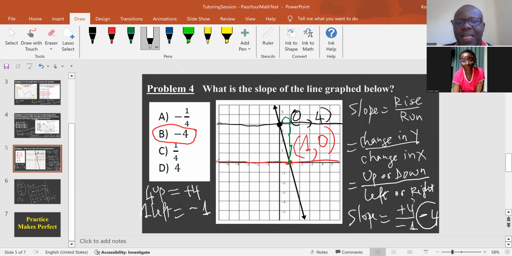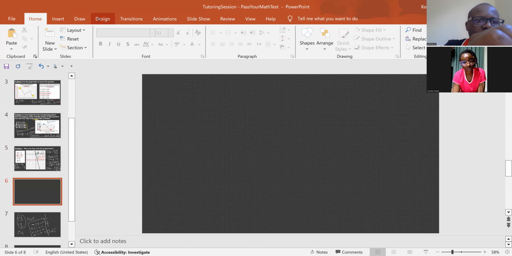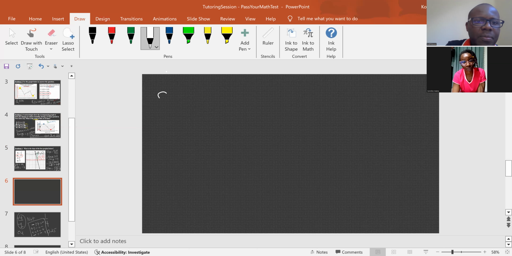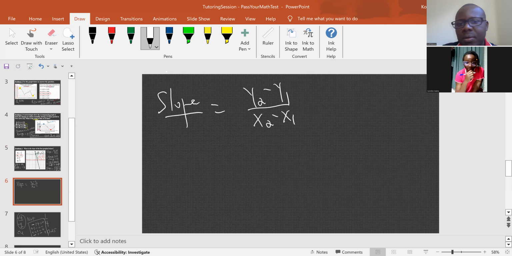Okay. Another method for this is to use the slope formula. And then remember, the slope formula is this. Do you remember the slope formula? What is the slope formula? Y2 minus Y1 over X2 minus X1.